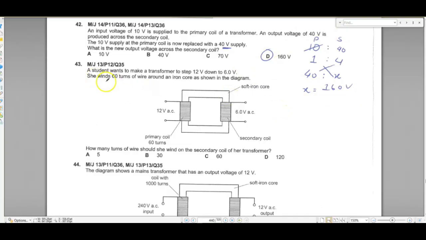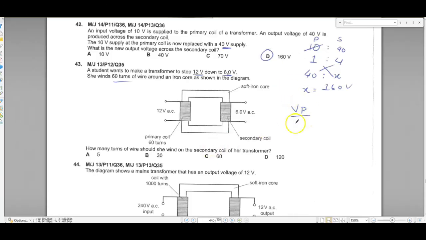Question number 43. A student wants to make a transformer to step 12 volts down to 6 volts. She winds 60 turns of wire around an iron core as shown in the diagram. How many turns of wire should she wind on the secondary coil of her transformer?